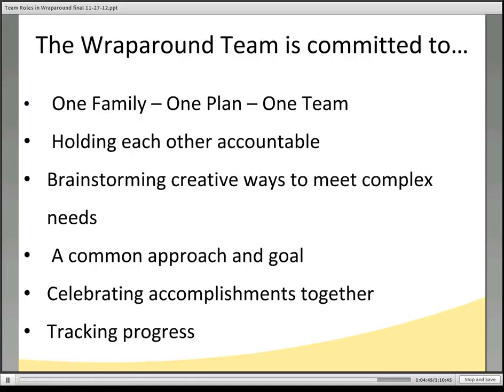Are our needs being met? Is the family any closer to their vision? Are behaviors changing? Are things getting better? And a commitment to monitoring that within the team process.